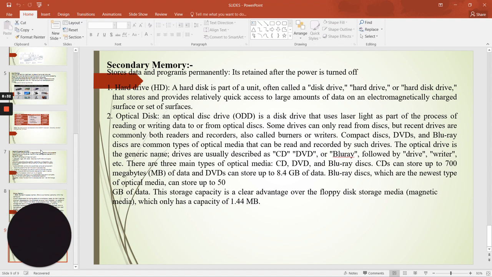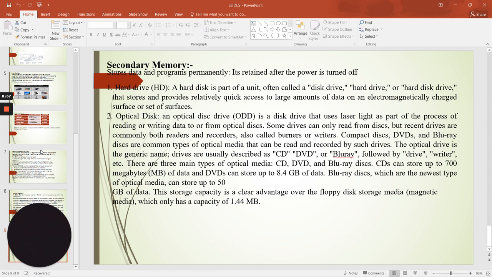Compact discs, DVDs, and Blu-ray discs are common types of optical media that can be read and recorded by such drives. The optical drive is the generic name. Drives are usually described as CD, DVD, or Blu-ray, followed by drive, writer, etc.